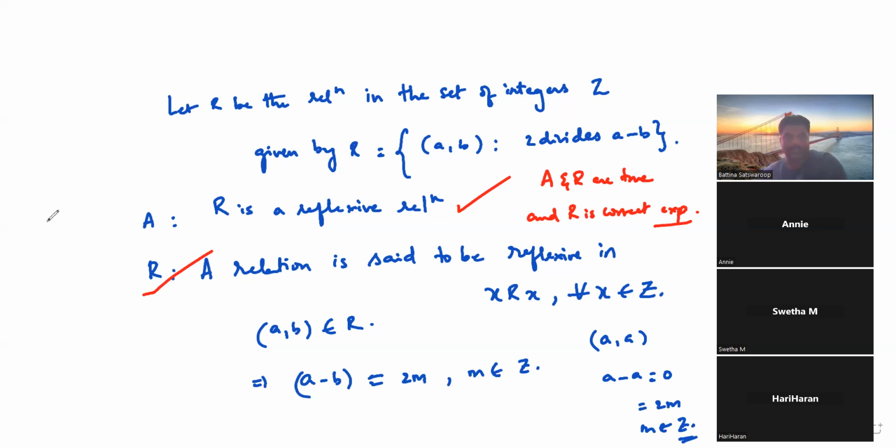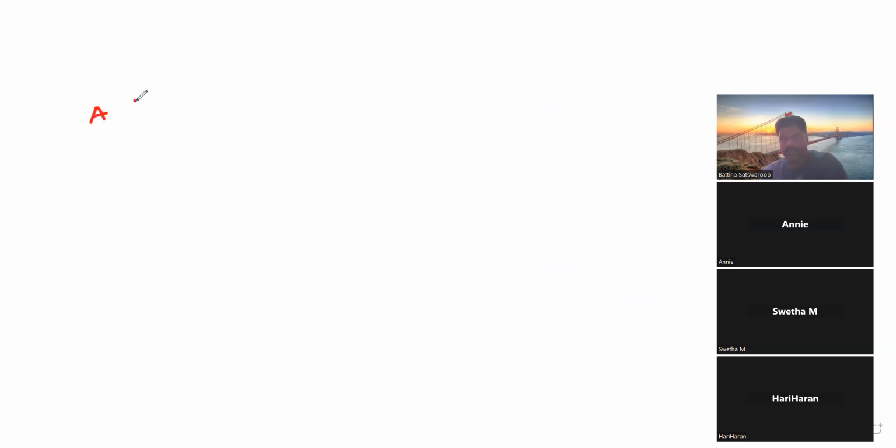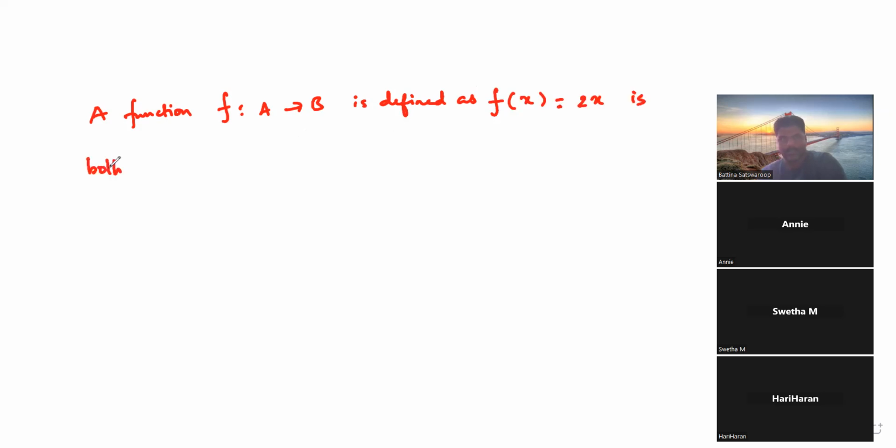Take down one question number. A function f from A to B is defined as f of x is equals to 2x is both 1 to 1 and on to. If A is equals to 1, 2, 3, 4, இது already நம்ம பண்ணிருக்கோம் our class. A is equals to 1, 2, 3, 4, then set B.